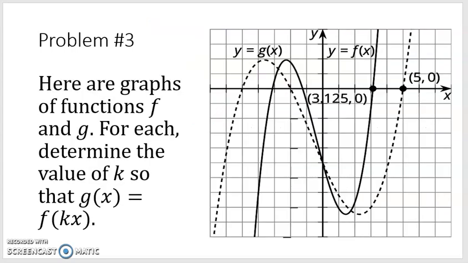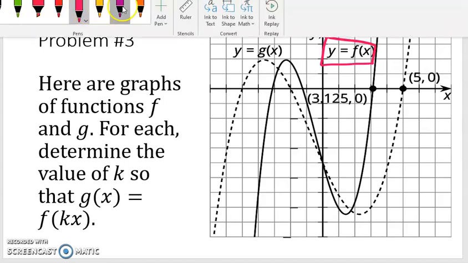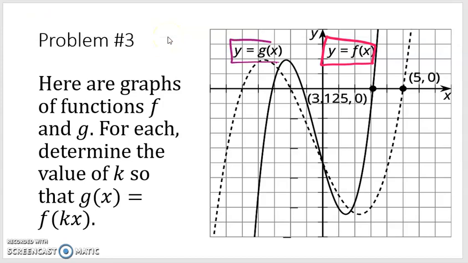The last problem we have, and I think this is everyone's favorite, has to deal with scaling. We have function f, which is the darker graph that you see here, and we have the function g, which is the dotted graph. For each, we are determining the value of k so that g of x is equal to f of k of x. Real quick, just a recap from 6A: this is a g of x function written in terms of f of x.